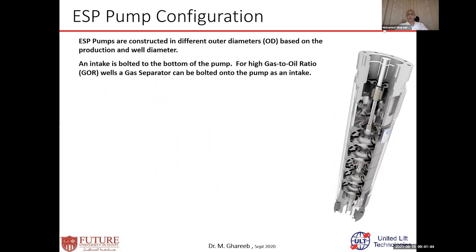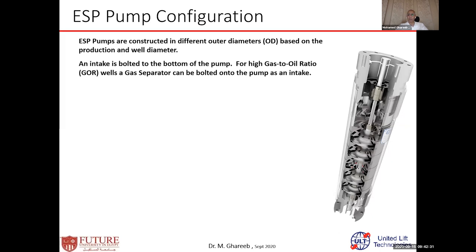Then let us go through the configuration of the pump, the downhole configuration. The pump is constructed in different outside diameters, based on the stage size and stage configuration. If you look at the top of this pump, it is bolted or connected in different ways, to the tubing. The bottom of the pump can be either a standard connection, just a port to allow flow to enter the pump, or sometimes we can use what we call a gas separator as a pump intake.